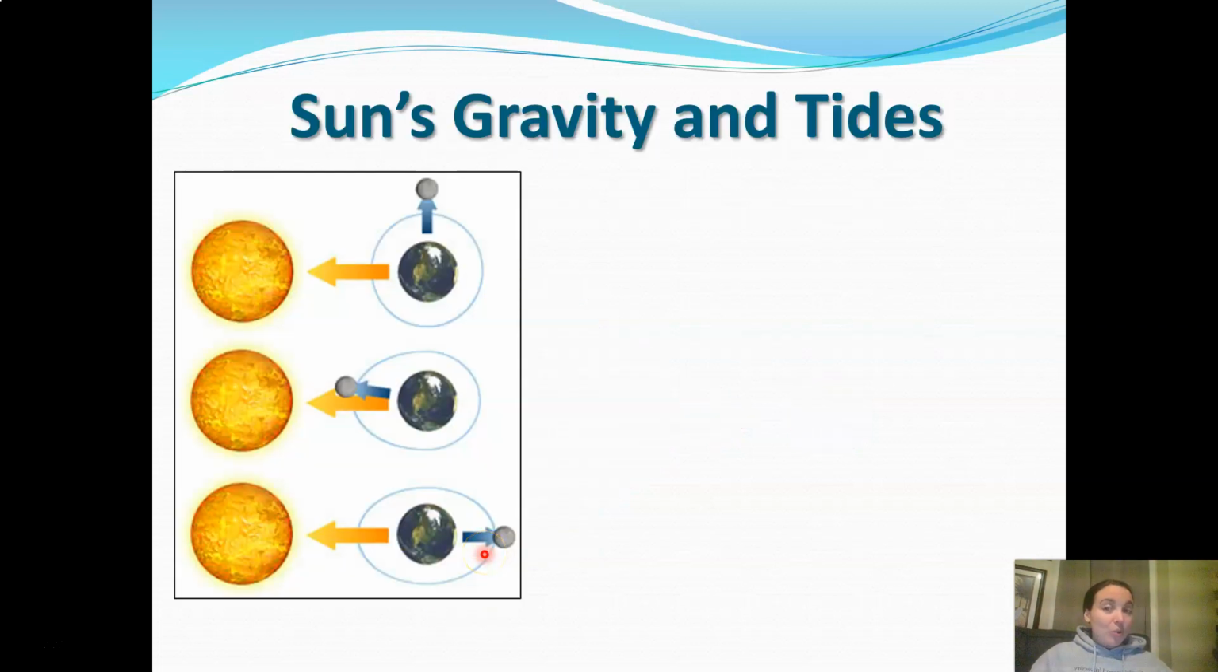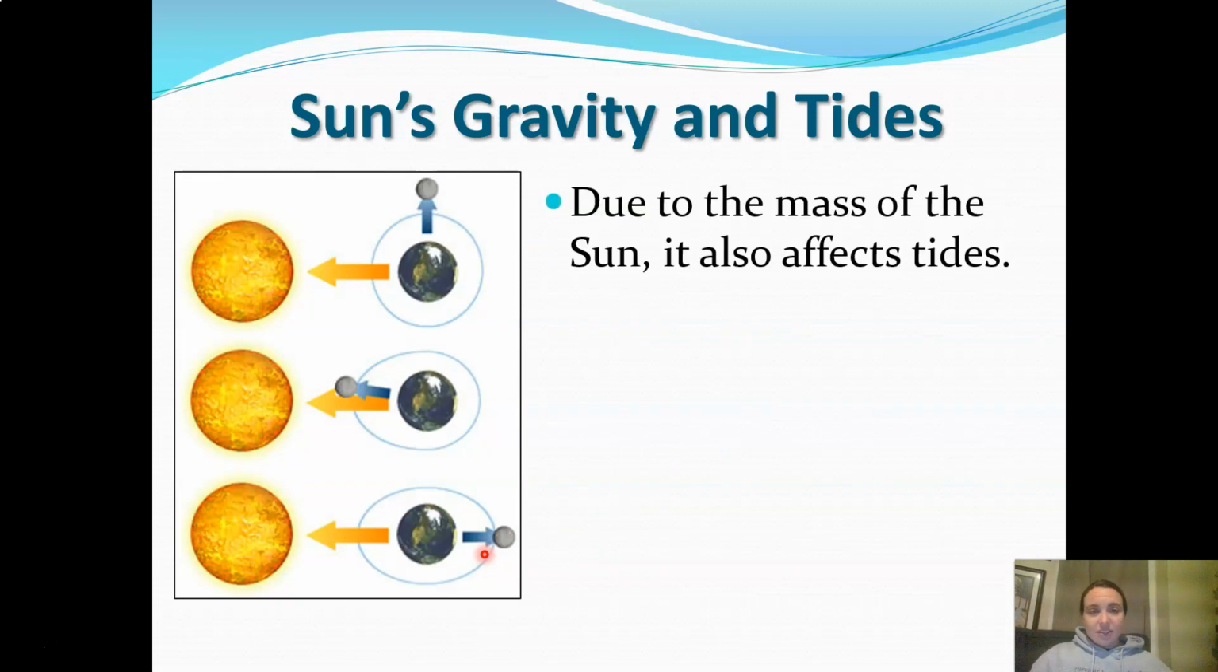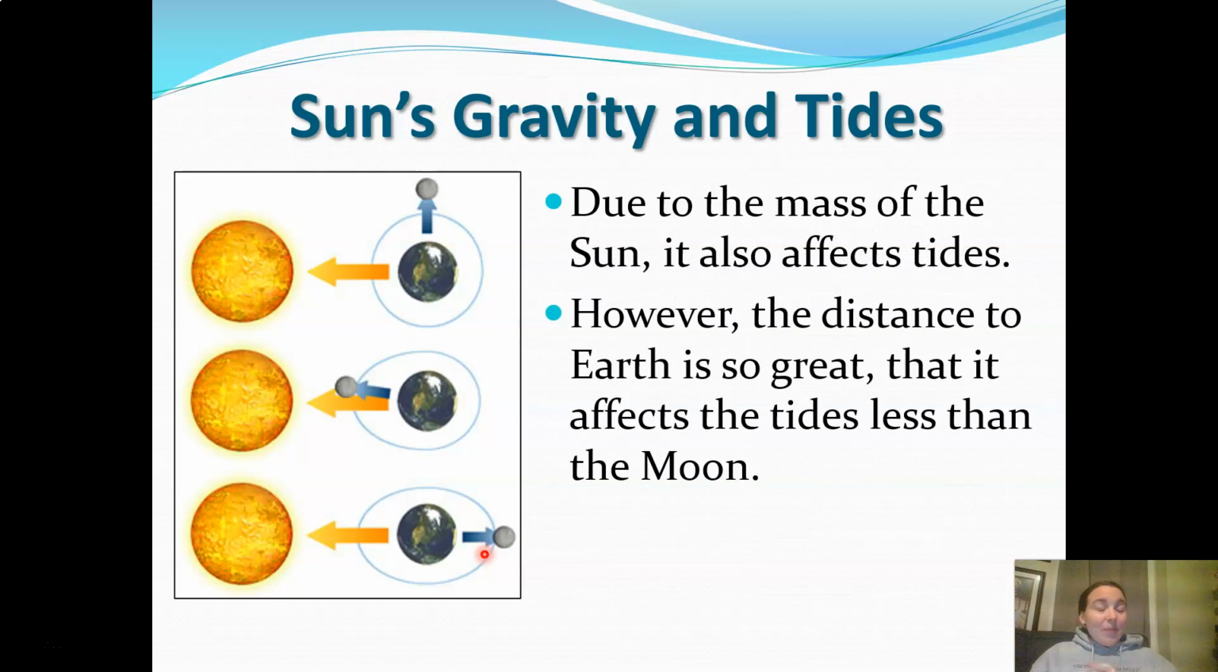In addition to the moon, the sun also affects our tides. But why does the sun also have an effect? Because it's so massive. However, as you know, as the distance gets farther apart or greater, the gravitational force weakens. So the sun actually has less of an effect on the tides than the moon because the moon is so close to the Earth.